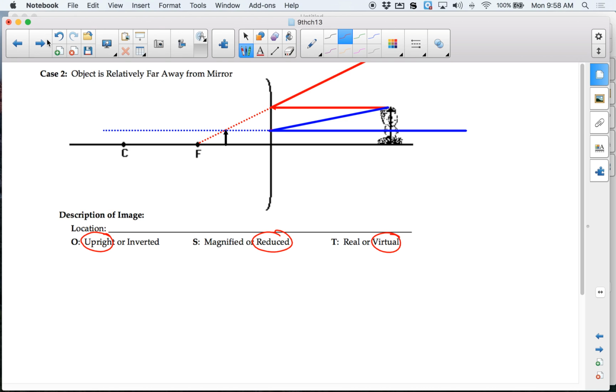So with convex mirrors, you still have to be able to do the ray tracing, and that can be a little bit more confusing because you have to think of these virtual rays, right? But you know they have to be upright, virtual, and reduced, because there's no other type of ray that can be produced, or image, I mean. We're going to see that a little bit as we mess around with these mirrors today.